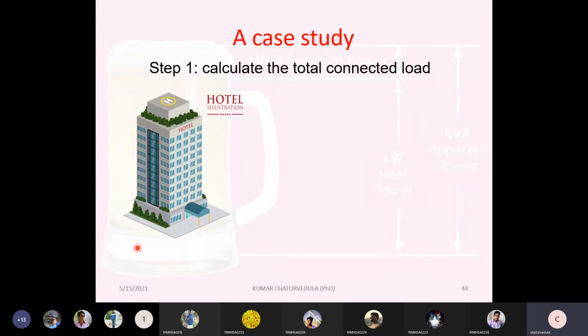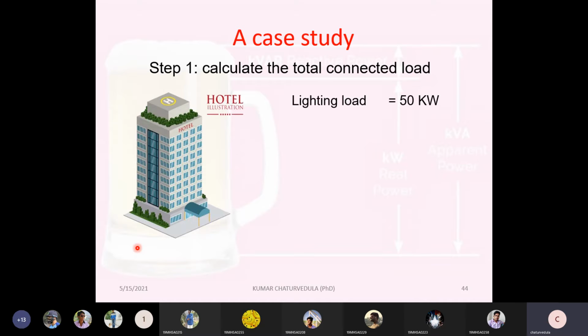In case of a hotel, generally lighting load will be there, plumbing load, water load will be there, then you will have lifts and elevator load. Some AC, air conditioning, HVAC load will be there, and raw power load. So these are the different types of loads that are available in a general hotel. I have taken a hotel illustration, so I am giving some random values to each of the types of loads.